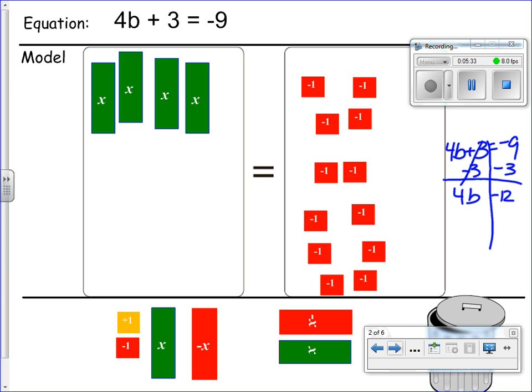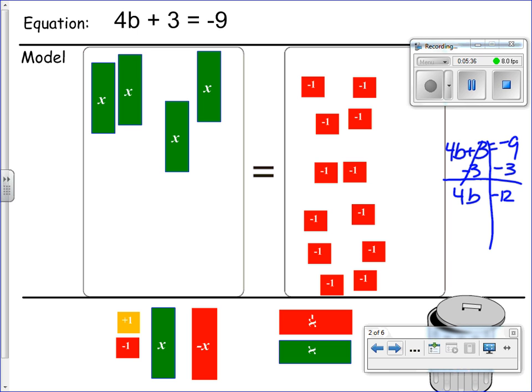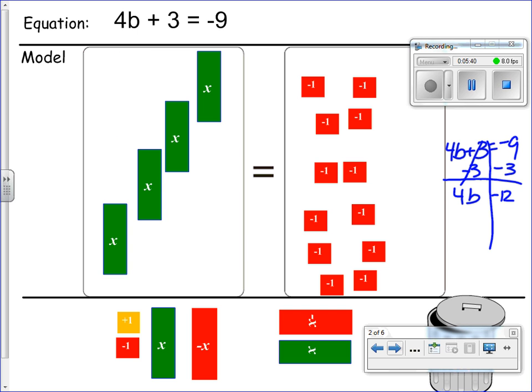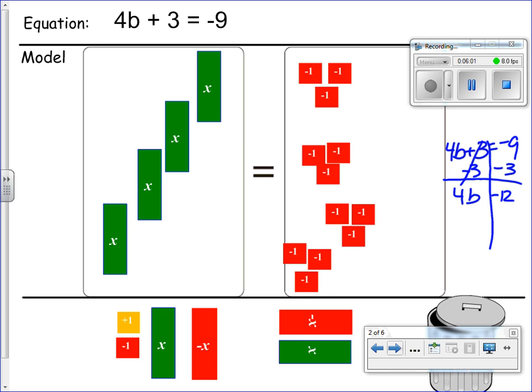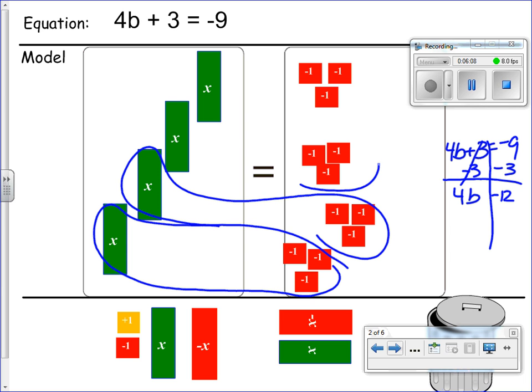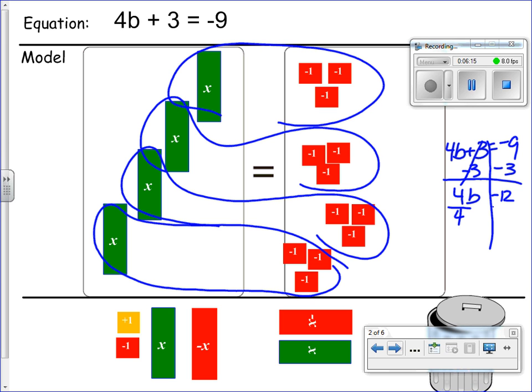So I'm going to break this up. Let's see. There's 1, 2, 3, 4. And I want to break these up into 4 equal parts. So let's see. 1, 2, 3. 1, 2, 3. 1, 2, 3. And finally 1, 2, 3. So each of these x's, each b, and it really doesn't matter what variable we choose, equals -3. So I'm dividing that 12 up into 4 equal parts. b is going to equal -3, just like what we did.